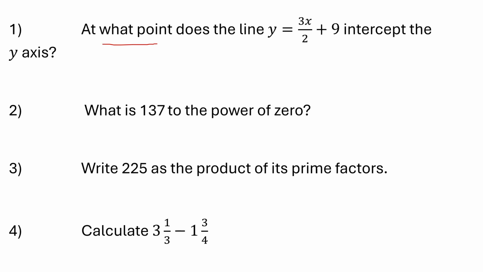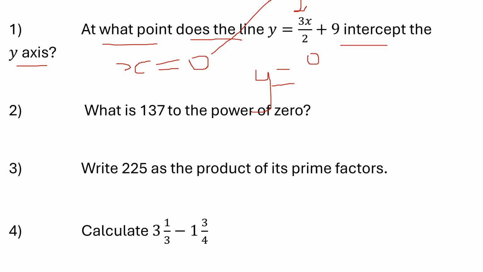Question number 1. At what point does the line y equals 3x over 2 plus 9 intercept the y-axis? The y-axis is the line x equals 0. So I'm going to substitute in, or replace, x with 0 in this equation. We're going to have 3 times 0, that'll be 0. So you have 0 over 2, or 0 halves, plus 9. 0 divided by 2 is 0, plus that 9 makes 9. So the y-intercept, guys, is equal to 9.